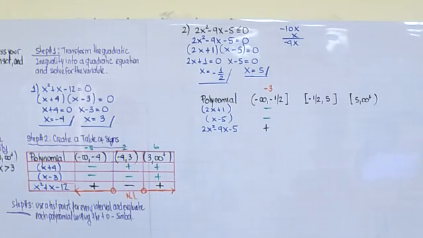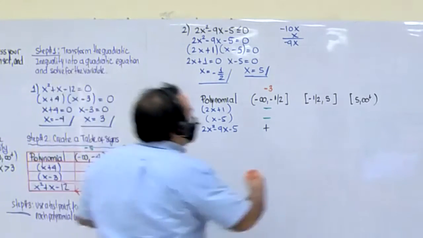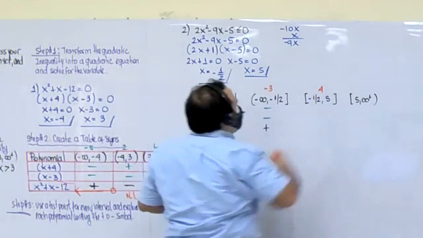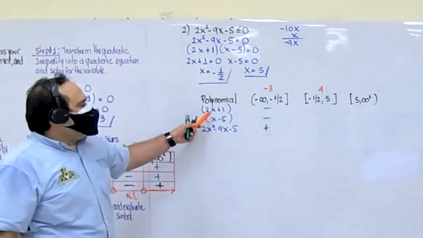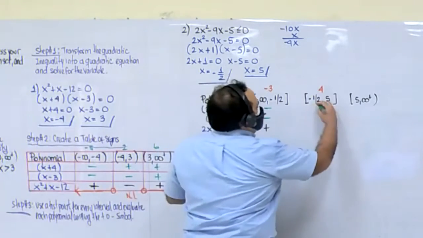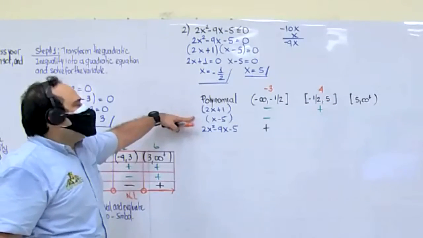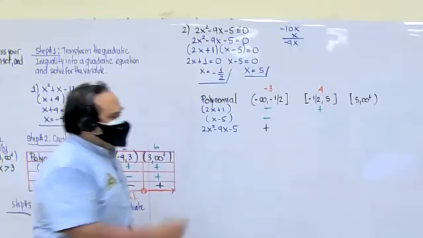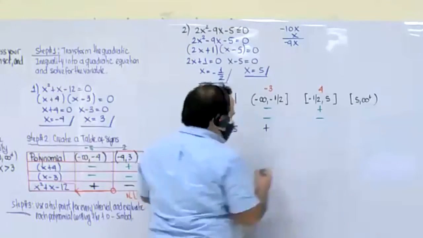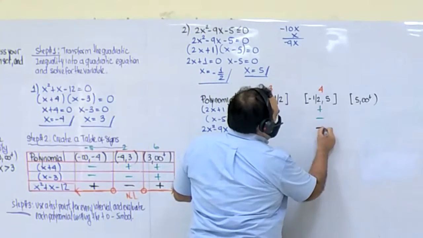Choose a random number between negative 1/2 and 5. Excuse me, 4. Yeah, it could be 4. 4 times 2, 8. 8 plus 1, 9. Positive. Another one. 4 minus 5 will be negative 1. Okay, negative. And negative times positive will be negative.